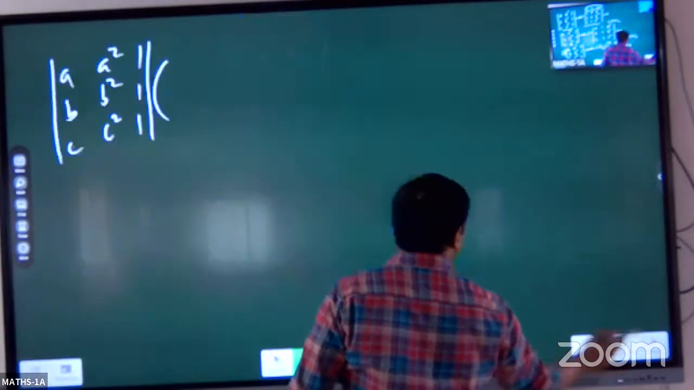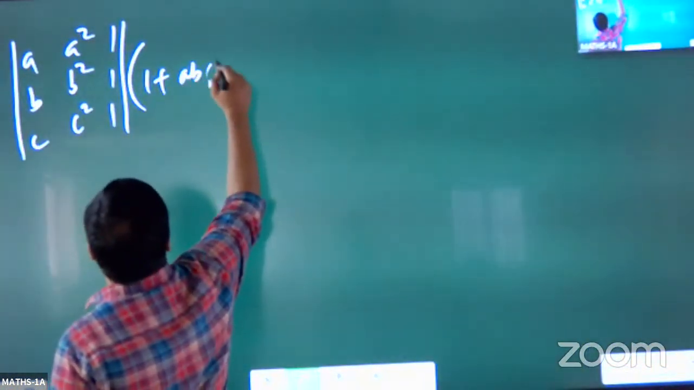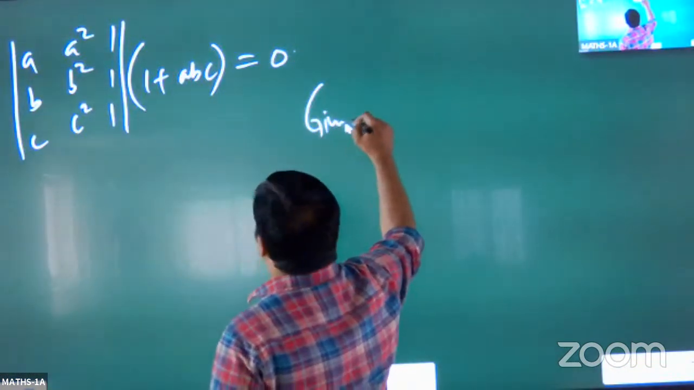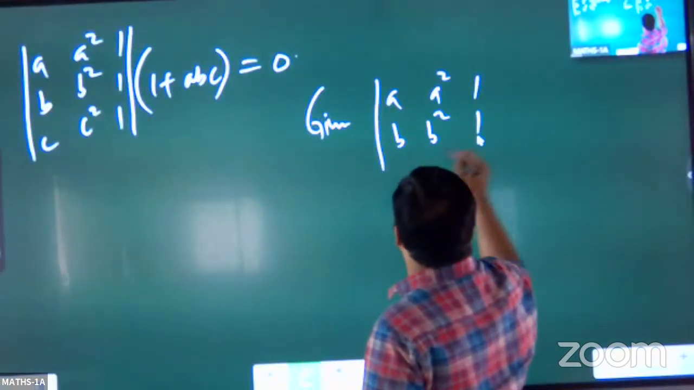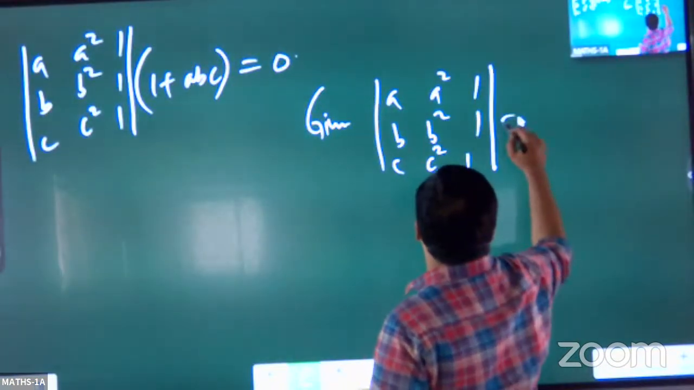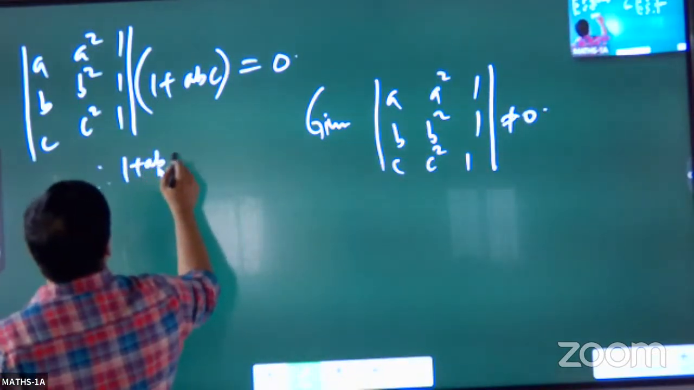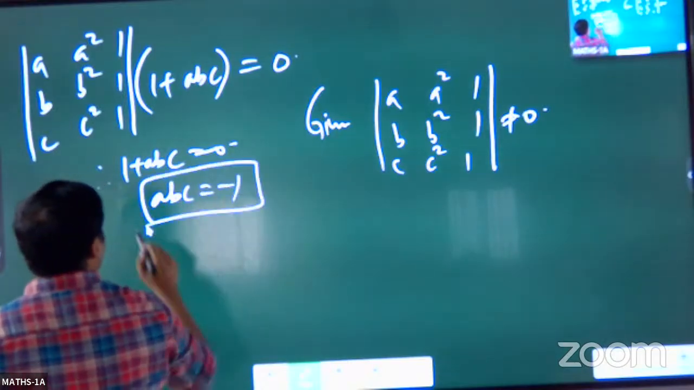So that is nothing but 1 minus into minus plus, it becomes ABC, which equals 0. But what is given in the question is that the determinant of A square 1, B square 1, C square 1 is not equal to 0. Therefore, definitely 1 plus ABC must be equal to 0, and your ABC equals minus 1.